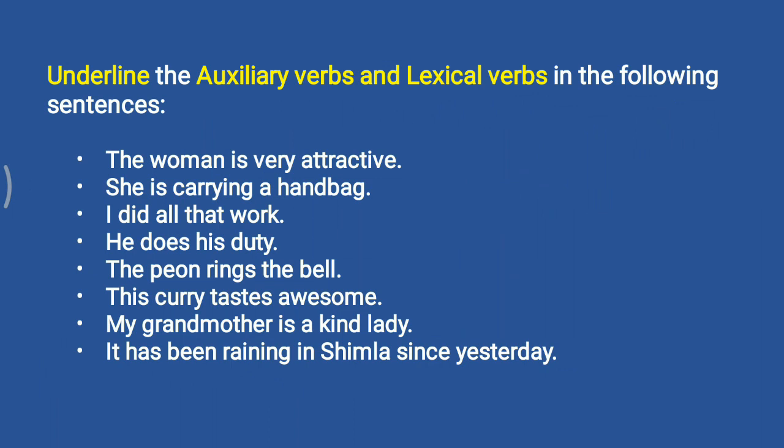Let's do again an exercise. Underline the auxiliary verbs and lexical verbs in the following sentences. The woman is very attractive. Here you have to underline the auxiliary and lexical verbs. In this sentence, is is the lexical verb. She is carrying a handbag. In this sentence, the auxiliary verb is is and carrying is the lexical or main verb because it shows an action.